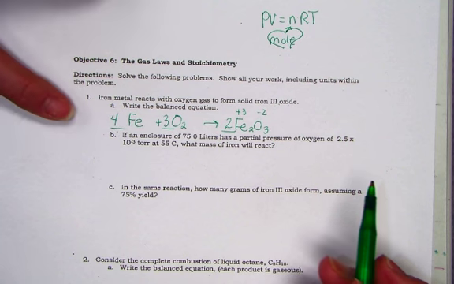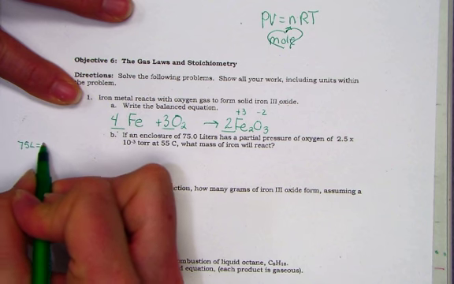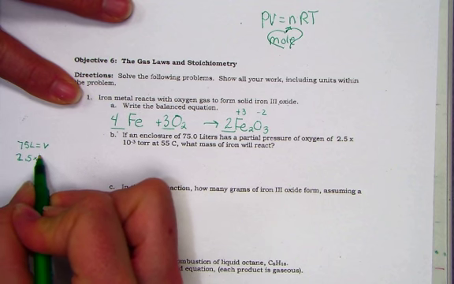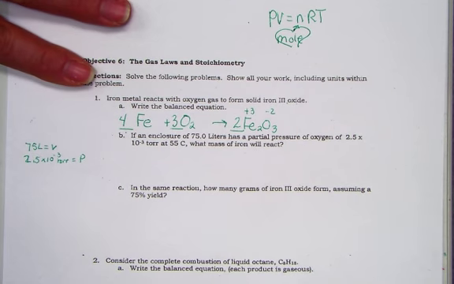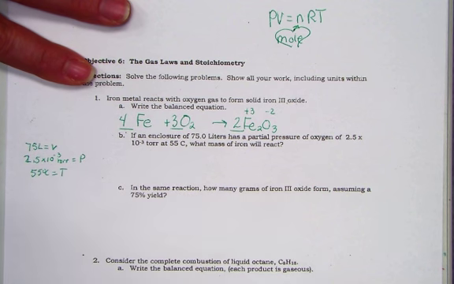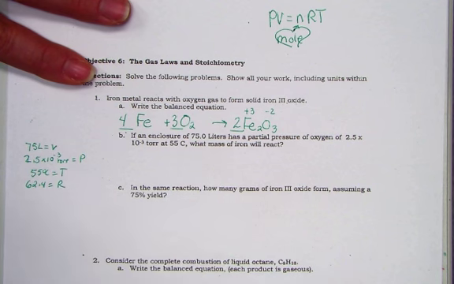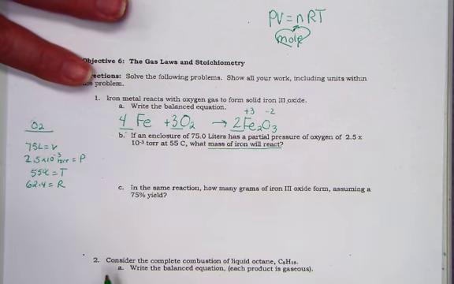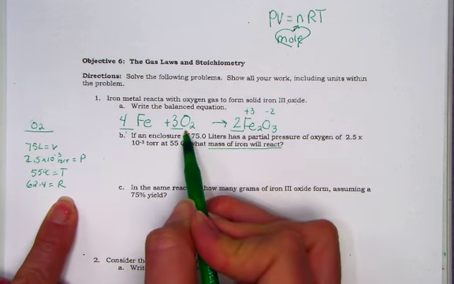When we proceed to the letter B, an enclosure of 75 liters, sounds like a volume, has a partial pressure, so there's the pressure unit, of 2.5 times 10 to the negative 3 torr. Temperature is given as 55 degrees Celsius, so that sounds like a T. Matching the R constant to the torr unit is 62.4. We're ultimately being asked to solve for the iron, but we're given information all about the oxygen: the volume, pressure, temperature, and an R constant related to the reactant O2.